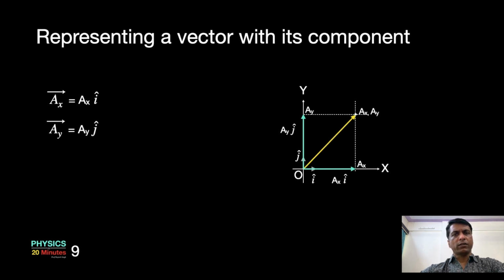I can draw a vector along the diagonal from the origin to the point (ax, ay). You can see that the three vectors ax, ay and a form a triangle. Therefore, by using the triangle law of vector addition, I can write vector a is equal to ax î plus ay ĵ.